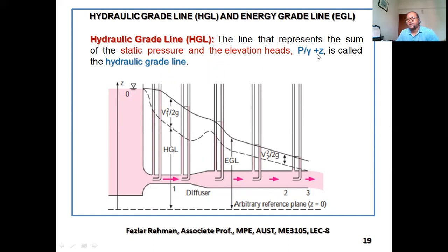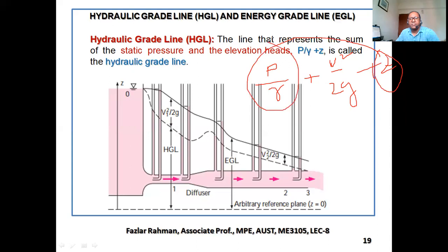Or you can say P plus rho G Z, same thing. This line is called hydraulic grade line. So you see in Bernoulli's equation, we have P by gamma plus V square by 2G plus Z. So only these two terms we are taking, P by gamma and Z. Then at different points, you make a line. That line is the bottom dotted line. That line is called hydraulic grade line, the bottom one.